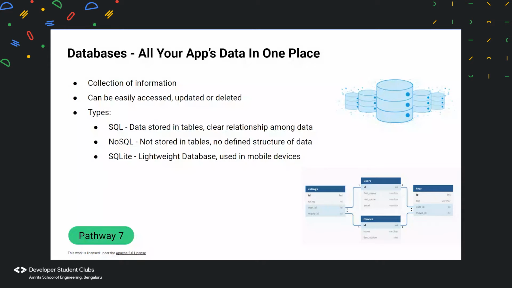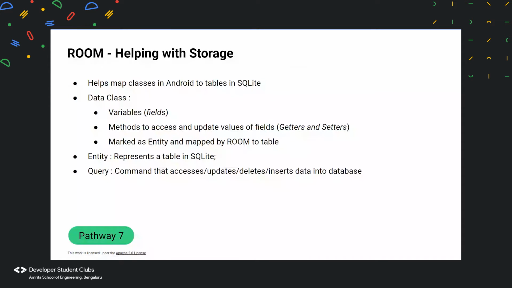Room helping with storage. So I just mentioned SQLite, and there was a way to connect your Android app code to the SQLite database in your Android devices, but there were a lot of problems with that, and it was tedious to write code, and it took a lot of effort from the programmer side just to make sure things were running smoothly. So to help ease that process, the developers at Android came up with something called Room. And Room is a library that helps map classes in Android to tables in SQLite. We'll see what this means when we look at the Codelab.